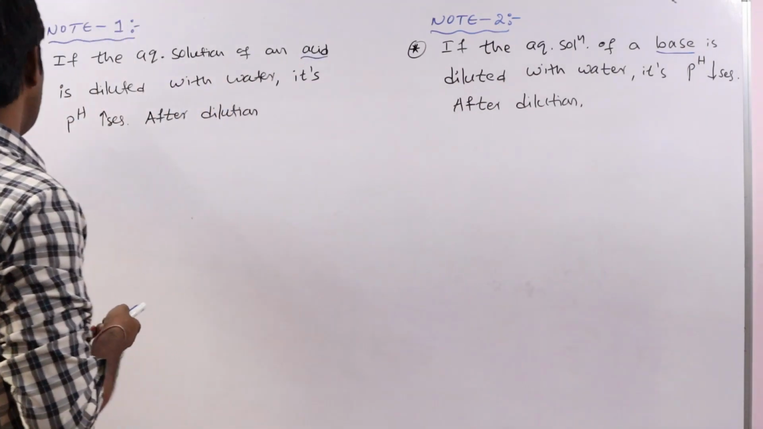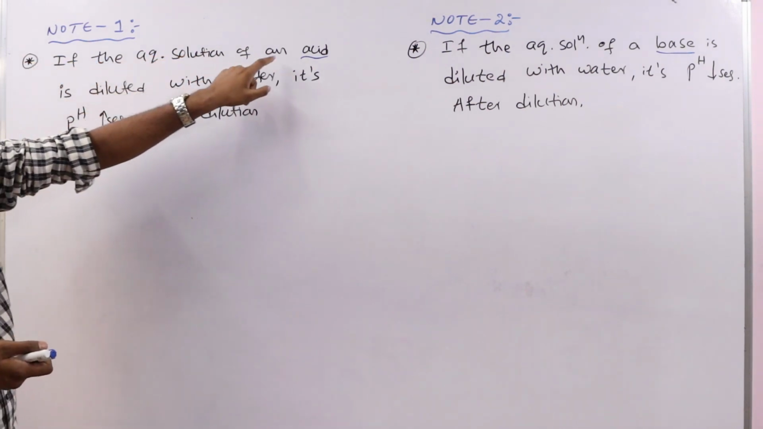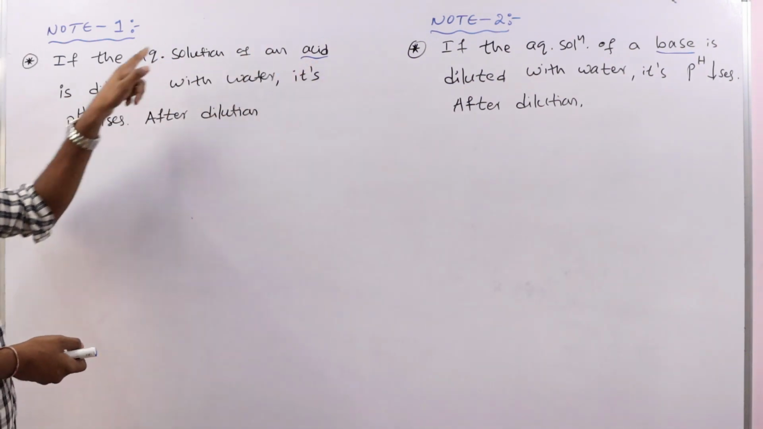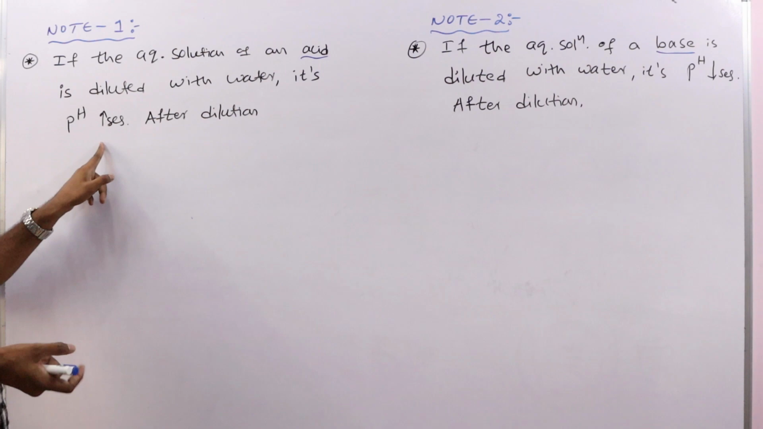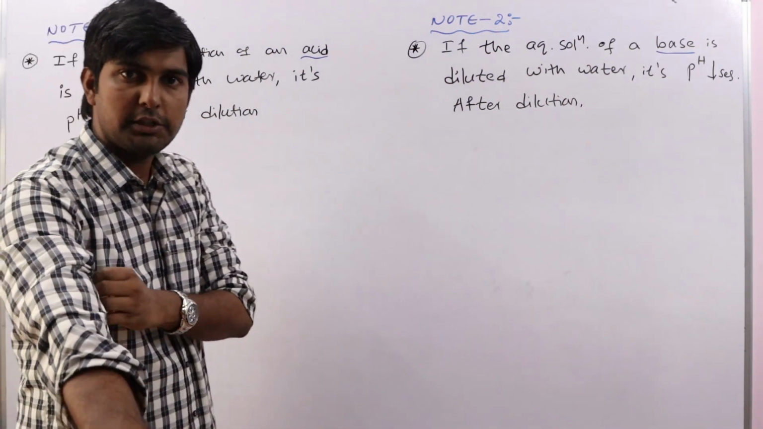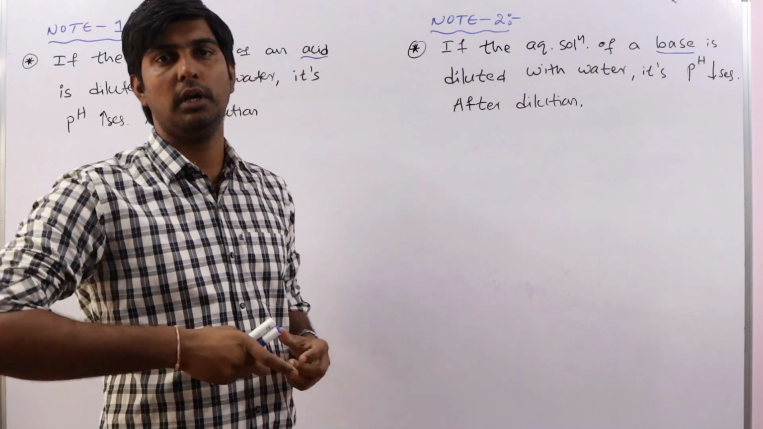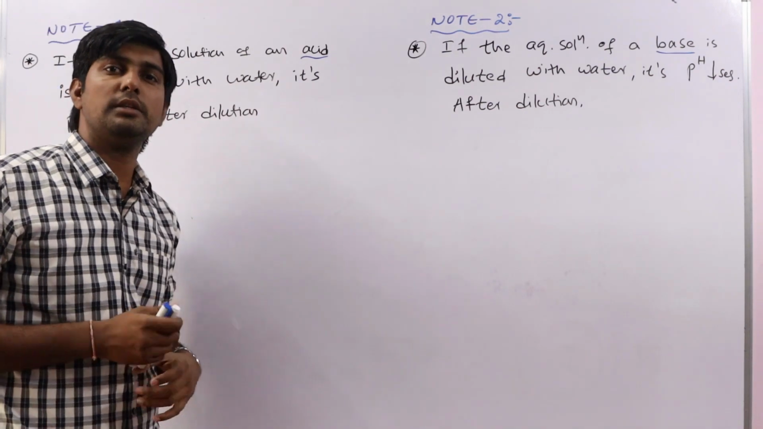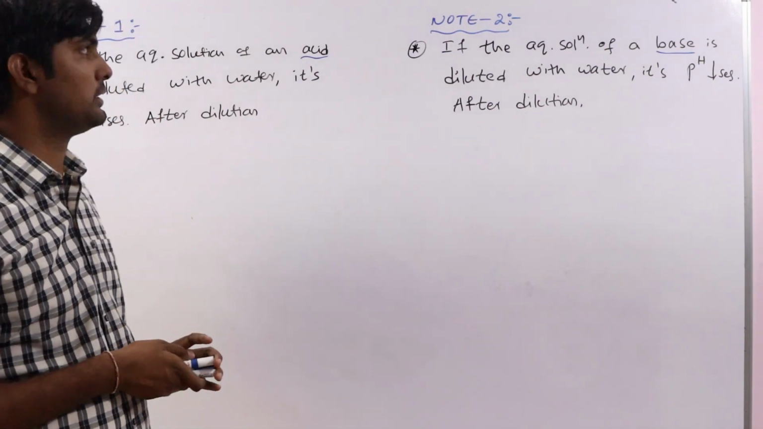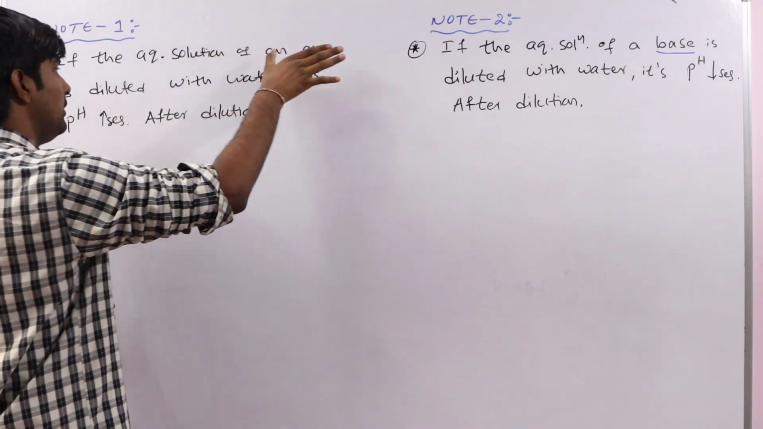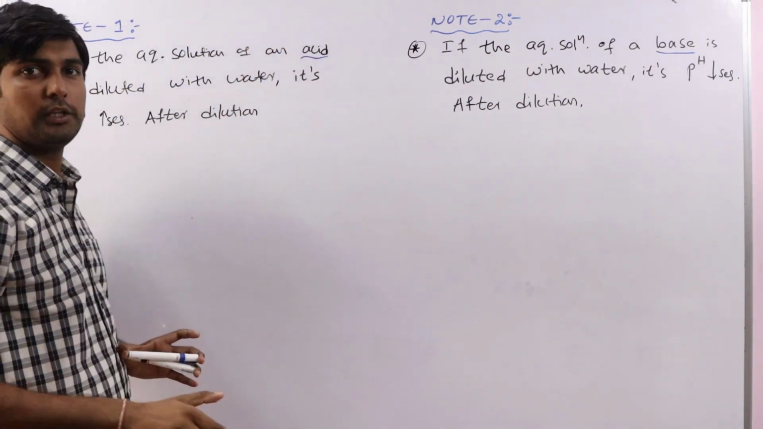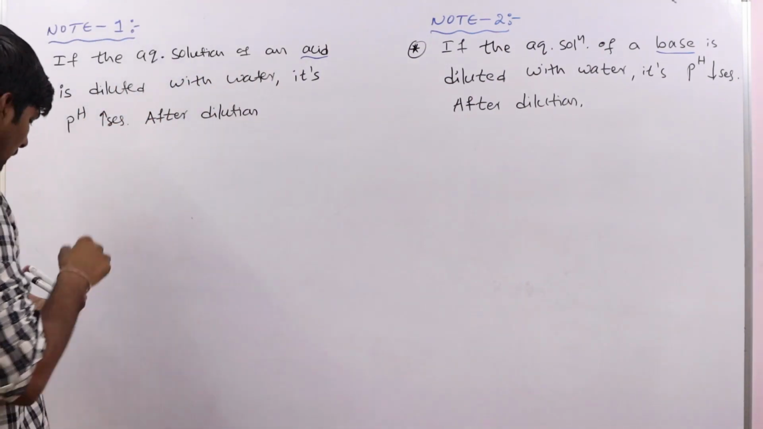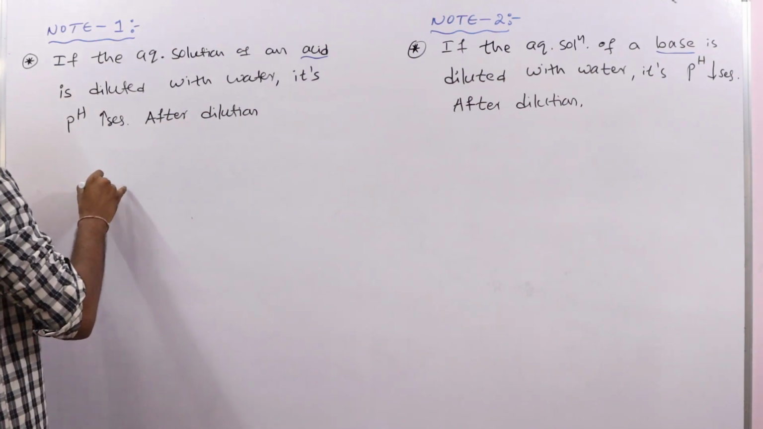Okay, so now the first one is, if the aqueous solution of an acid is diluted with water, its pH increases. Yes or no? Because H plus ion concentration decreases, so that's why pH increases. They are inversely related. pH is inversely proportional to H plus ion concentration. So when an aqueous solution of acid is diluted with water, H plus ion concentration decreases and pH increases. After dilution, we can calculate the new pH.